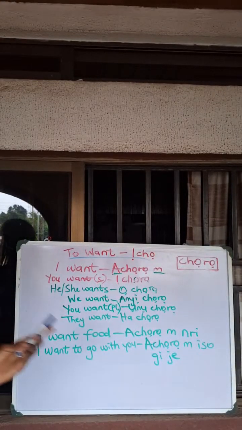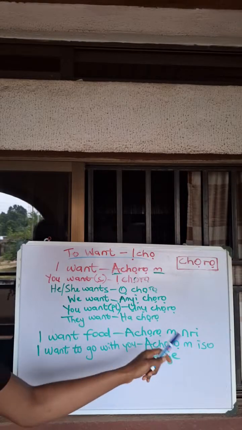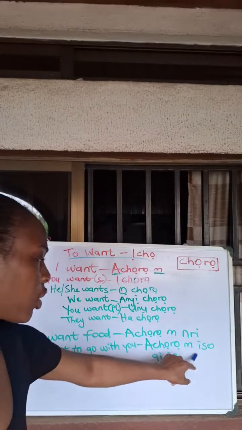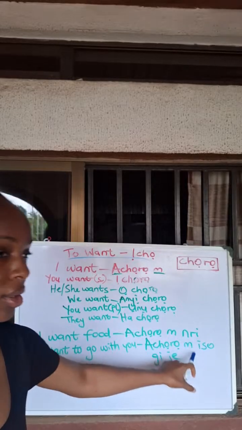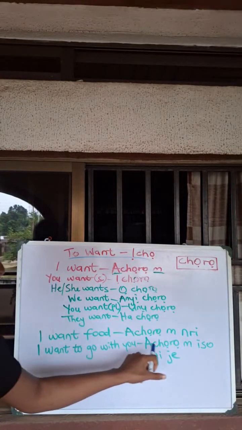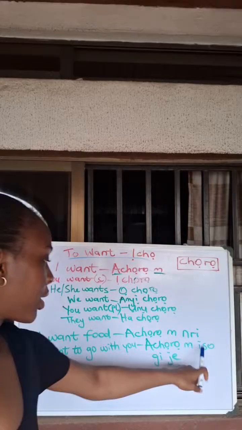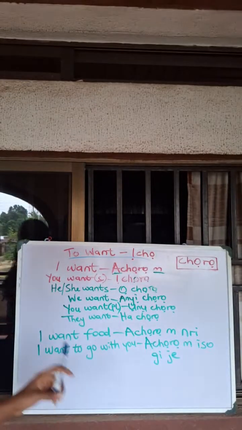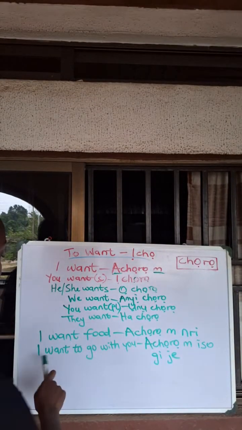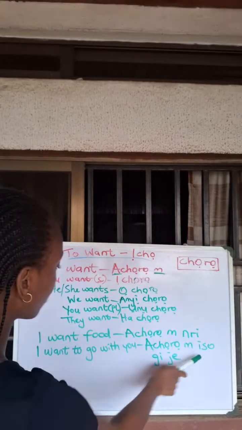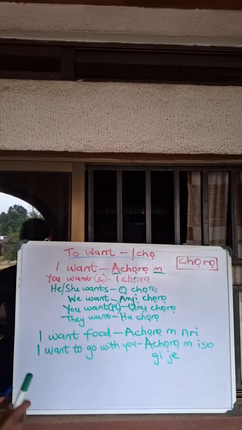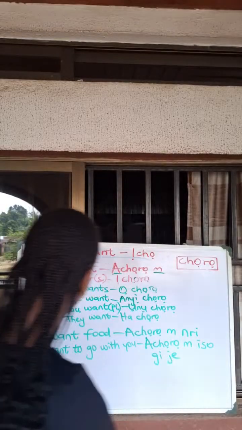So let's say it's the market. You want to follow someone to the market. You want to say, I want to go with you to the market. Achọrọ m iso gị jee after. If it's church, achọrọ m iso gị jee ụlọ ụka. Or if you just plain, I want to go with you. Achọrọ m iso gị jee.